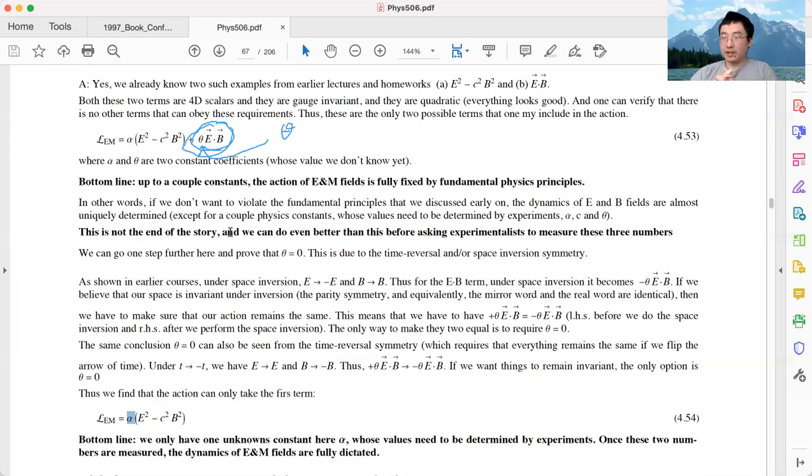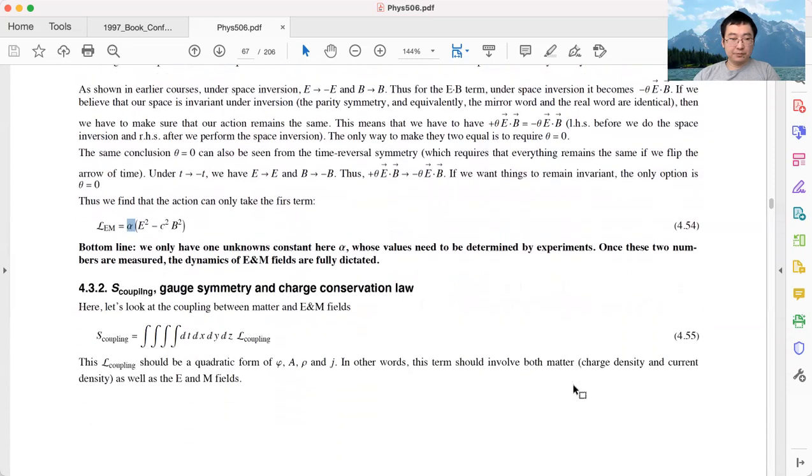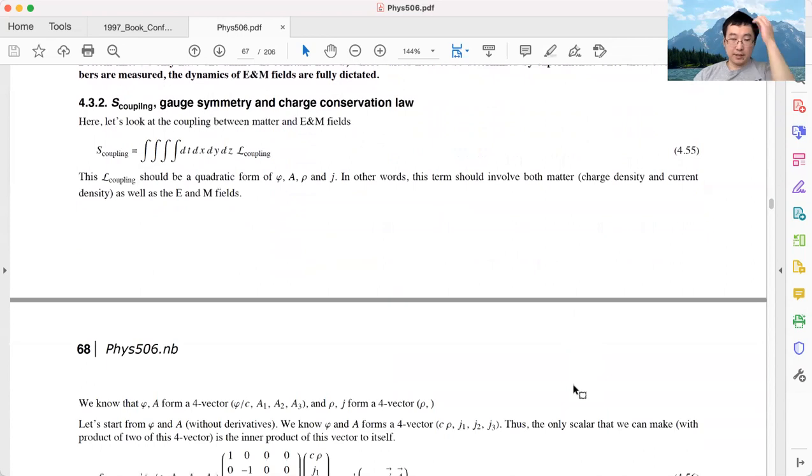The bottom line: in the beyond standard model, you will see a similar object, but there theta is not a constant. If theta is not a constant, this term is indeed allowed. There, theta is a fluctuating field and gives you one particle beyond the standard model, the so-called theta field. So that's the action for the E and M field.